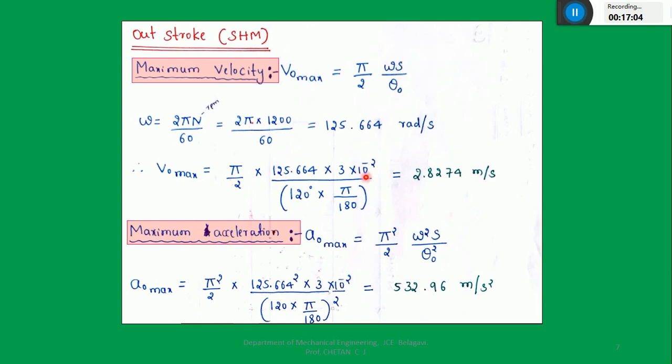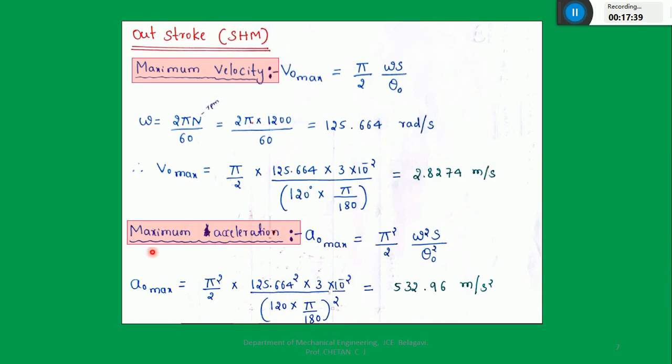S is nothing but the stroke length, which is given as 3 centimeter. So I want it in meter. It means 3 into 10 raised to minus 2. And theta naught, the outstroke angle, which is 120. But I need to substitute in radians. Just multiply with pi by 180 so that it will become radians. 120 is in degree, so 120 into pi by 180. So finally, you'll get the maximum velocity during the outstroke as 2.8274 meter per second.